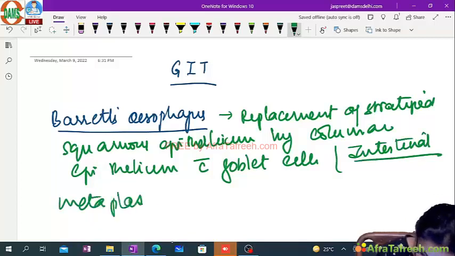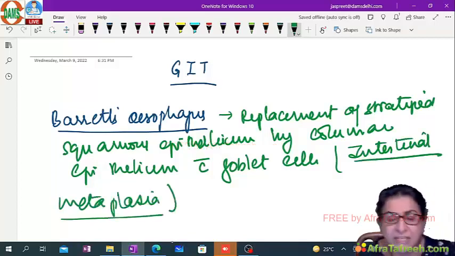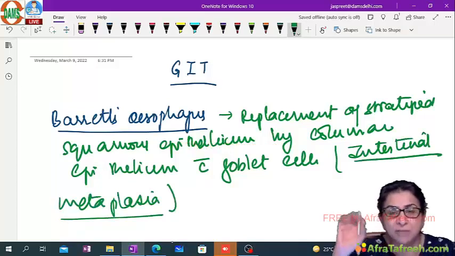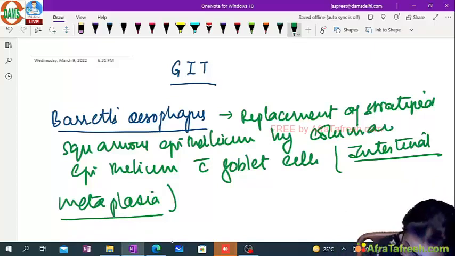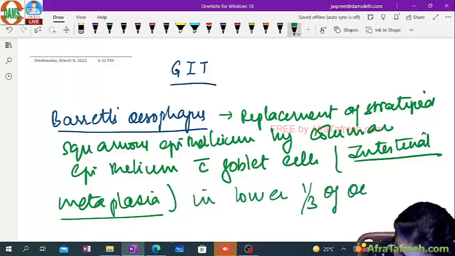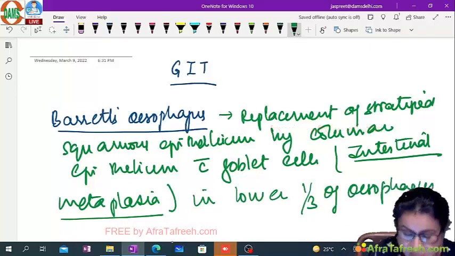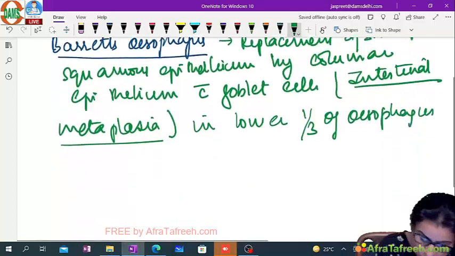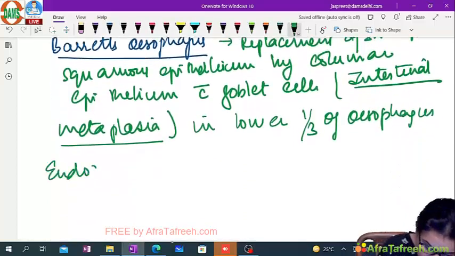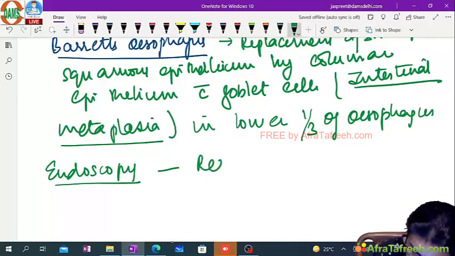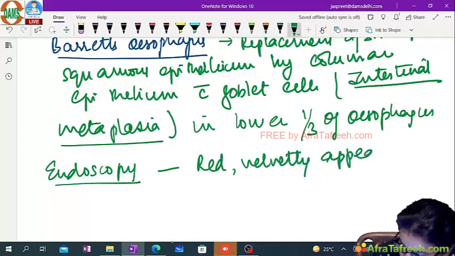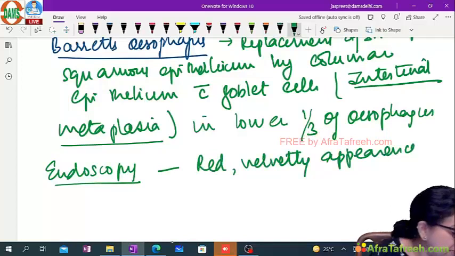So stratified squamous epithelium is going away, and in place of that, intestinal type of epithelium, that is columnar cells with goblet cells, is coming. That's called intestinal metaplasia. And this is happening in the lower one third of the esophagus. Now by endoscopy, areas of Barrett's esophagus have a red velvety appearance.